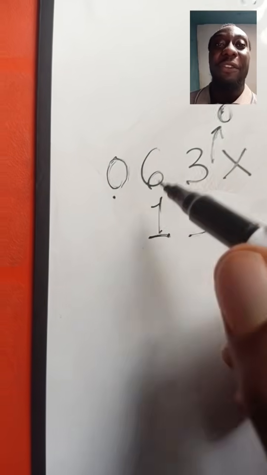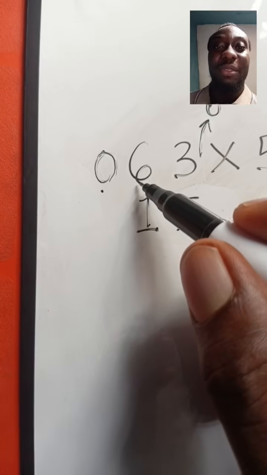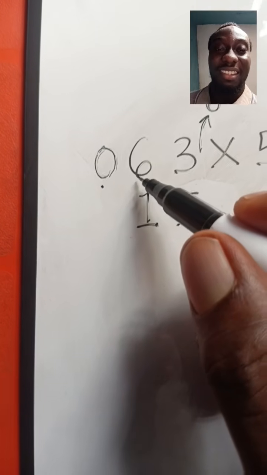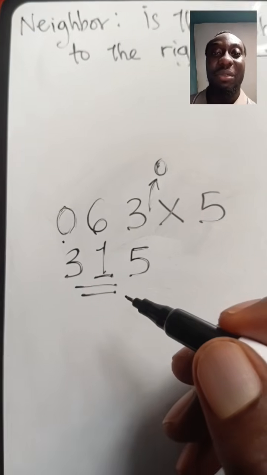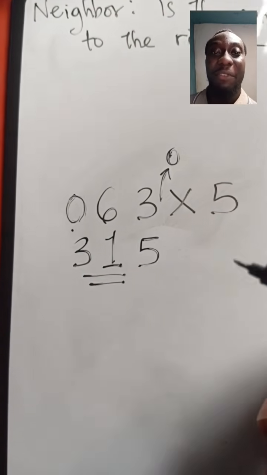We move to the next digit, 0. So we'll take half of the neighbor. Half of the neighbor is half of 6, which is 3. So we now have 3 as our final answer. So 63 times 5 is 315.